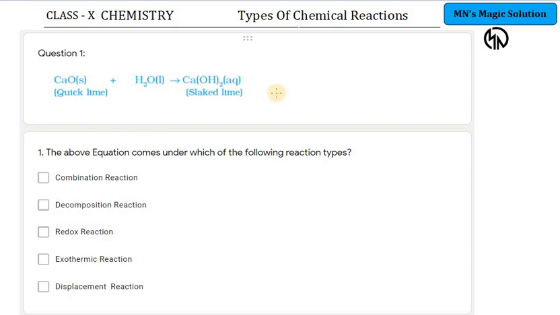Hi students, in today's session we are going to discuss the solutions for the quiz conducted for chemistry, types of chemical reactions. Question number 1 is based on this equation: CaO combines with H2O to form calcium hydroxide. The above equation comes under which of the following reaction types? So even more than one reaction type category it can come under.